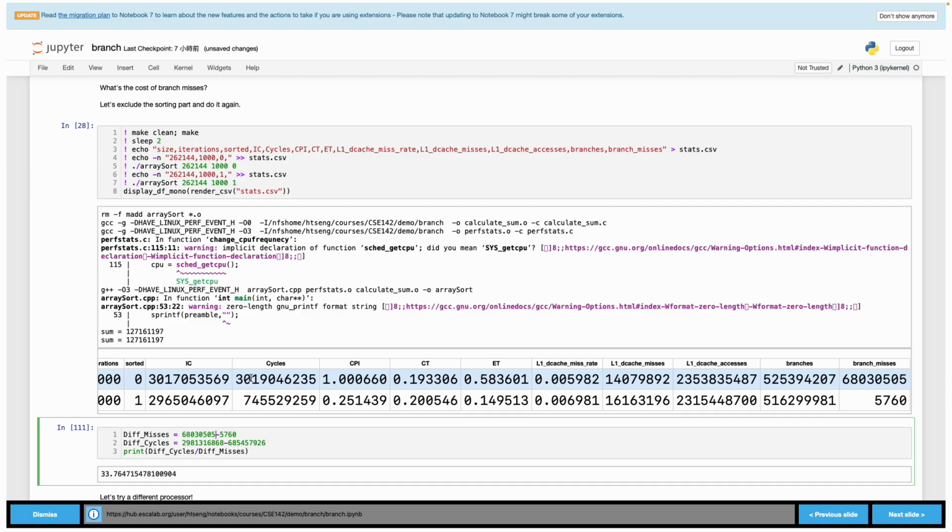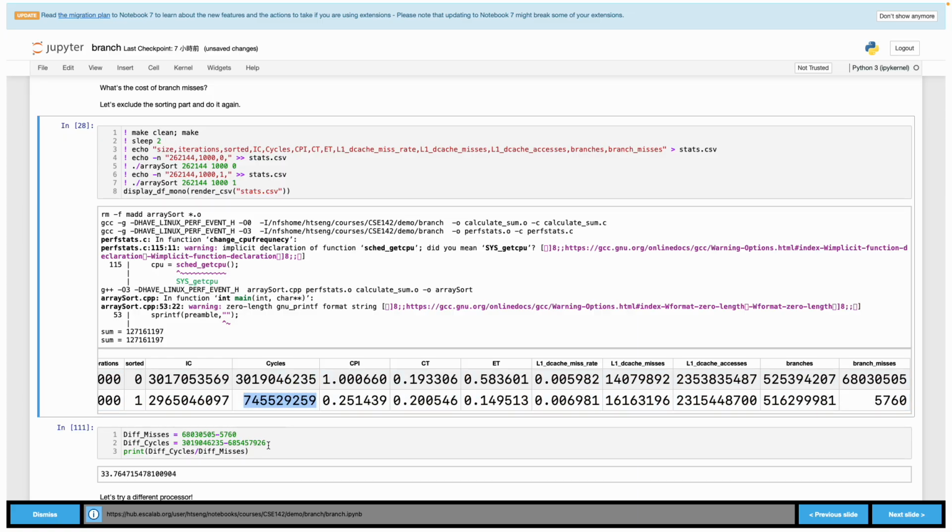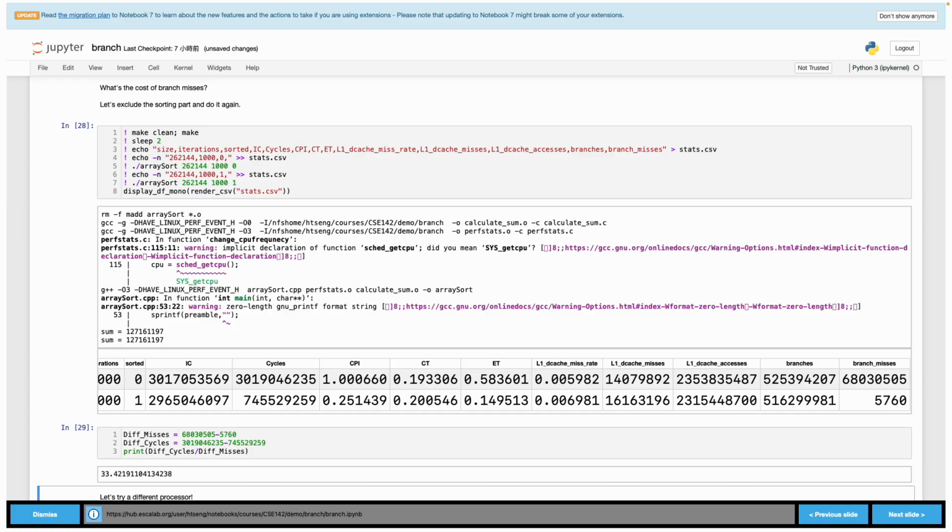Now, this is the number of cycles that we need to execute the code if it's unsorted, and this is the number of cycles that we need if the data is sorted. So if we divide that, we can conclude the difference in cycles per mispredicted branch, and this gives us the number 33. So what does that mean? Previously, we mentioned the worst case scenario of a cache miss is 55. And for the branch, it's also pretty bad, 33. 33 cycles if you have to wait for the branch outcome to come by.